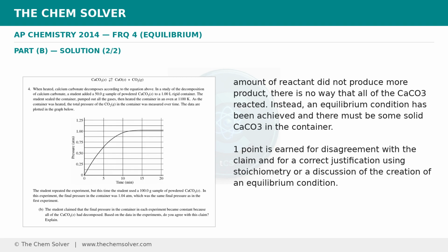Since increasing the amount of reactant did not produce more product, there is no way that all of the CaCO₃ reacted. Instead, an equilibrium condition has been achieved, and there must be some solid CaCO₃ in the container. 1 point is earned for disagreement with the claim and for a correct justification using stoichiometry or a discussion of the creation of an equilibrium condition.